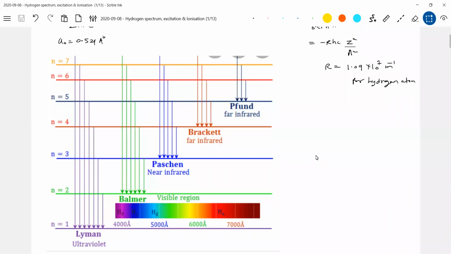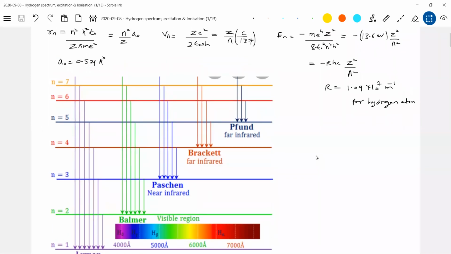So we'll first use the formula we have: En equal to minus 13.6 electron volt. We are defining this for hydrogen atom. For hydrogen atom, what should be the value of Z? Z equal to 1. Put n equal to 1, 2, 3, 4, 5. Then we'll get the energy level diagrams. So this will be E1, minus 13.6 electron volt.